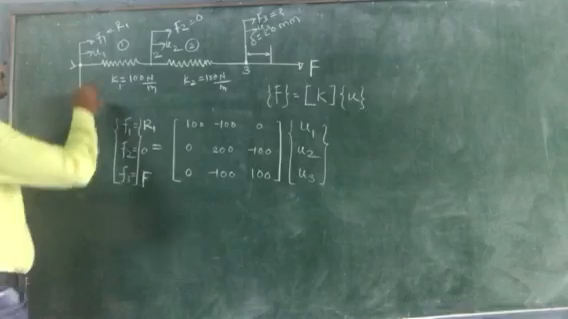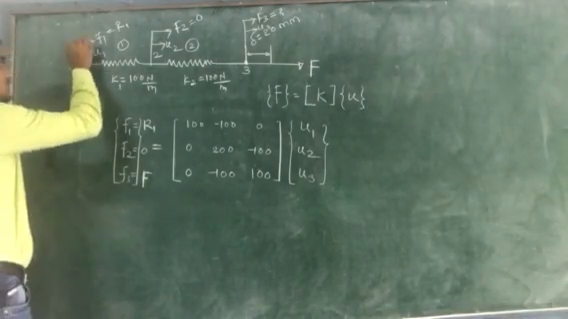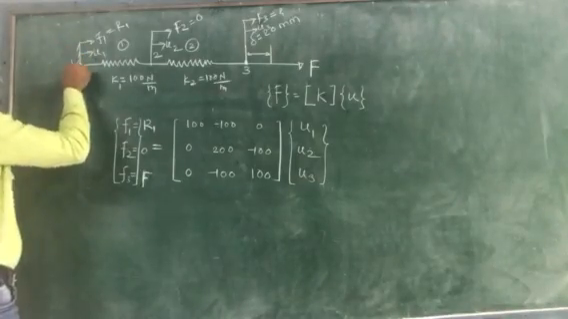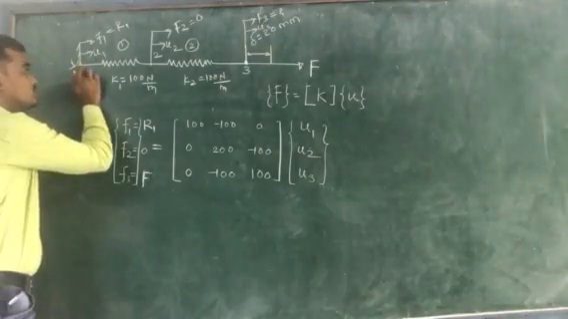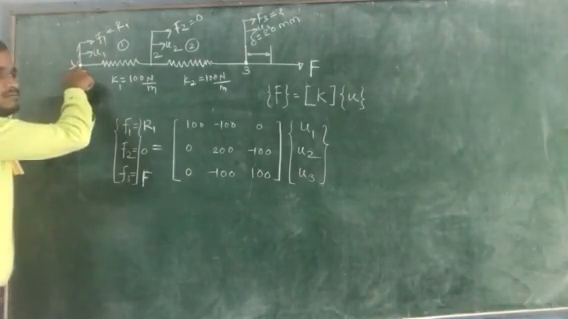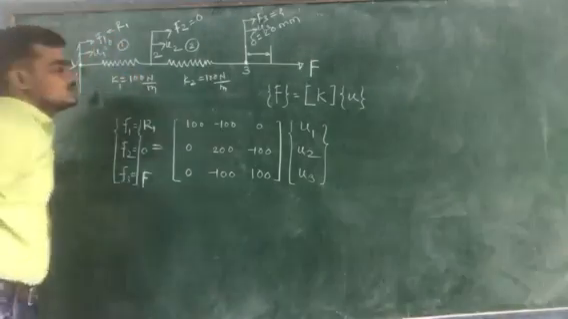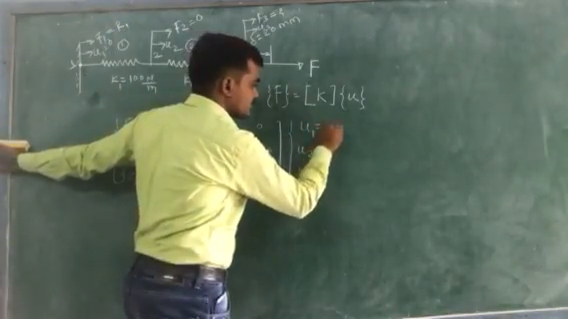Now for U1, this first node, node 1, is fixed. So at this node the displacement will become 0. Due to this fixed position, your displacement will become 0. So U1 will become 0.